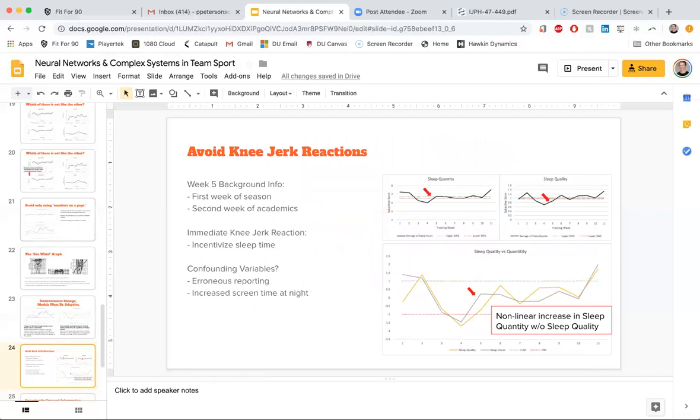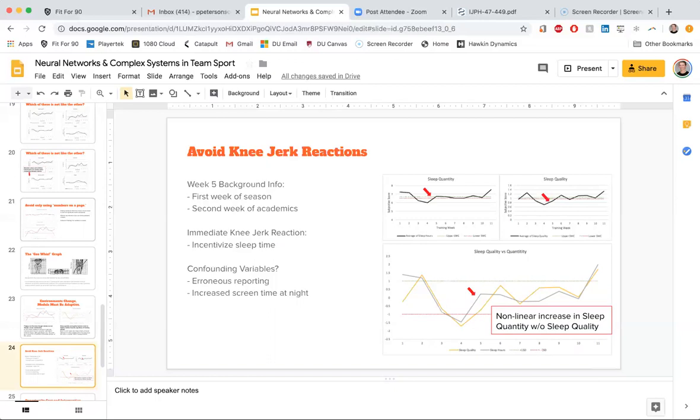So where it gets interesting is avoiding your knee-jerk reactions. Some background info on that week five. So first week of season or second week of academics, right? Everyone knows your first week of academics is kind of your syllabus week. It's kind of show up, shake hands with the professor, and you're out. Second week is really where they start to hit you. The immediate knee-jerk reaction was to incentivize sleep time. That's where we started to get a little bit of what I believe was erroneous reporting.